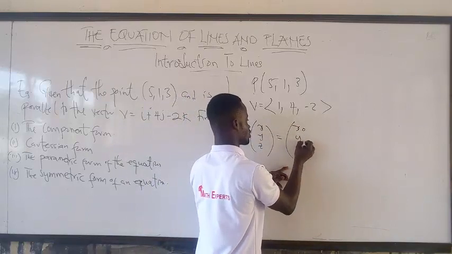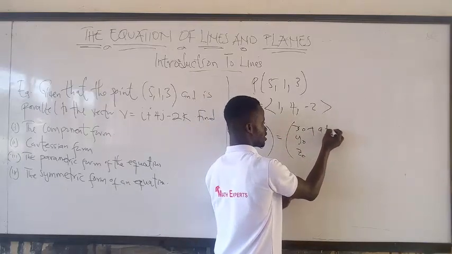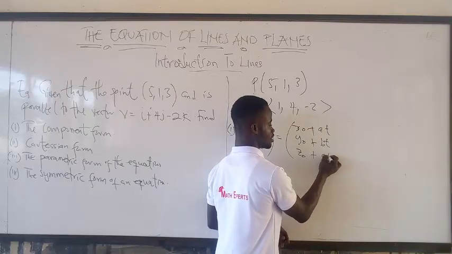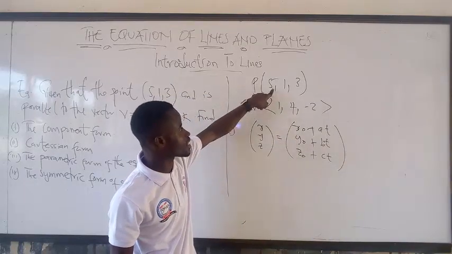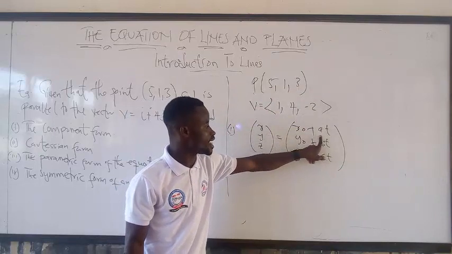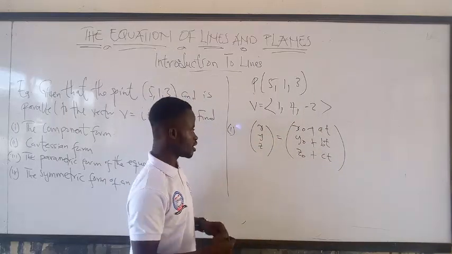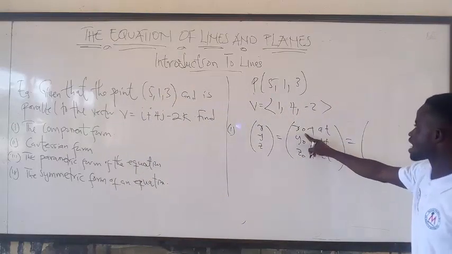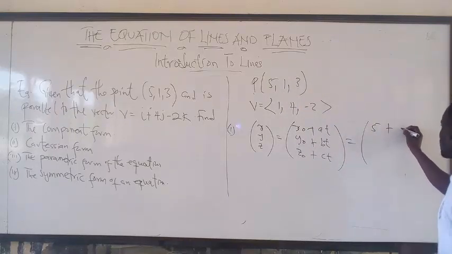The x naught, the y naught, and the z naught are on this side, plus the at, plus the bt, plus the ct. And we know that this x naught, y naught, and z naught is the initial point, which is 5, 1, 3, and the a, b, c is 1, 4, and negative 2 respectively. Therefore, the component form will be equal to x naught is 5 plus the a is 1 times t. So you get that. Alright?